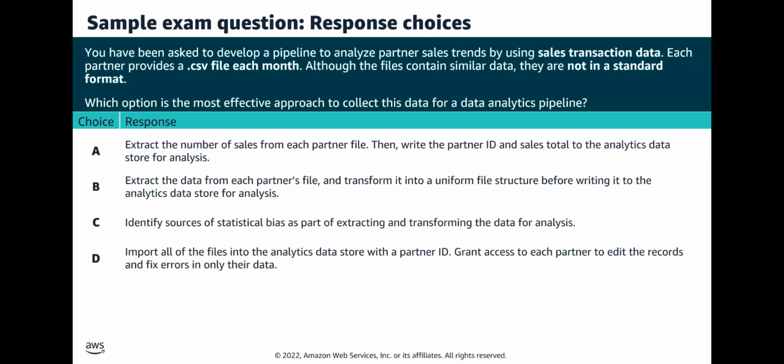The possible choices include A. Extract the number of sales from each partner file. Then, write the partner ID and sales total to the analytics data store for analysis. B. Extract the data from each partner's file and transform it into a uniform file structure before writing it to the analytics data store for analysis. C. Identify sources of statistical bias as part of extracting and transforming the data for analysis. D. Import all of the files into the analytics data store with the partner ID. Grant access to each partner to edit the records and fix errors in only their data.